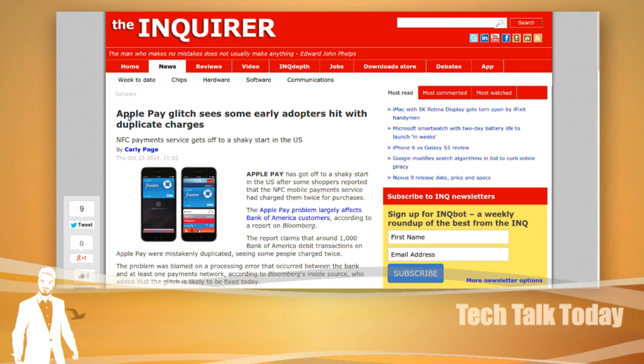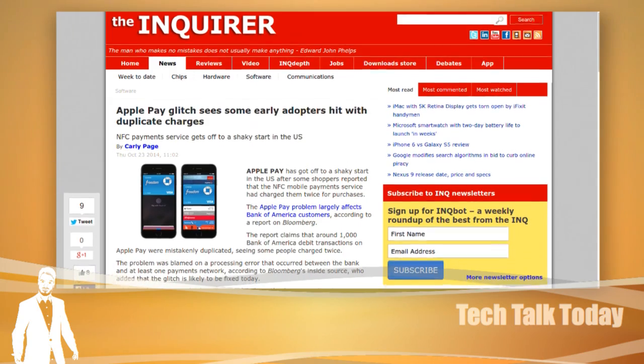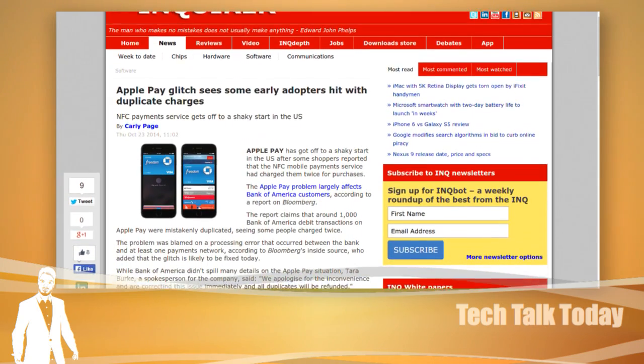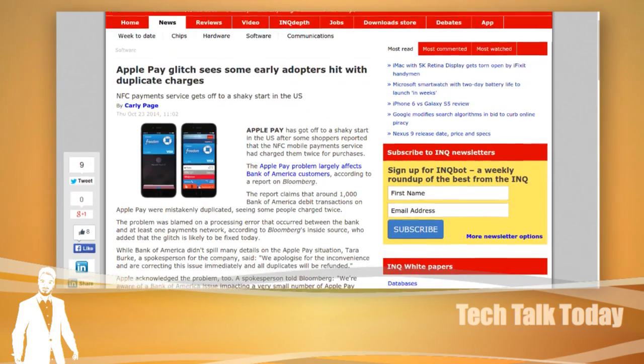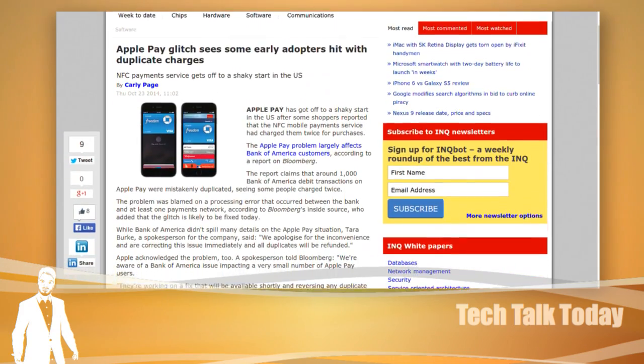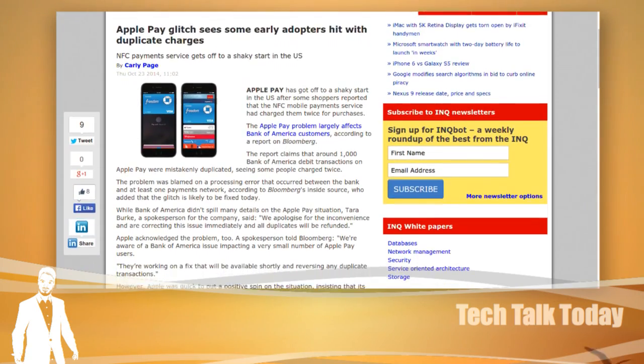The report claims that around 1,000 Bank of America debit transactions on Apple Pay were mistakenly duplicated. Some people were charged twice. Now, the funny thing is, the problem actually seems to be outside the Apple Pay system. The problem was blamed on a processing error that occurred between the bank and at least one payment network.